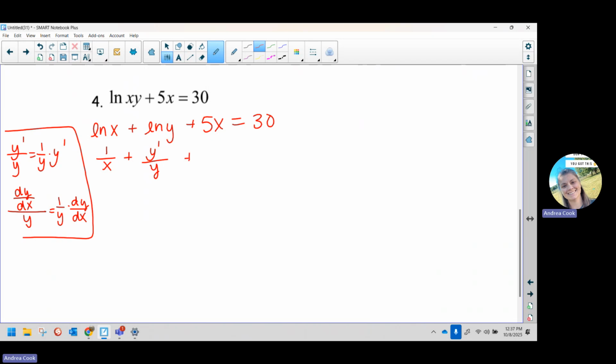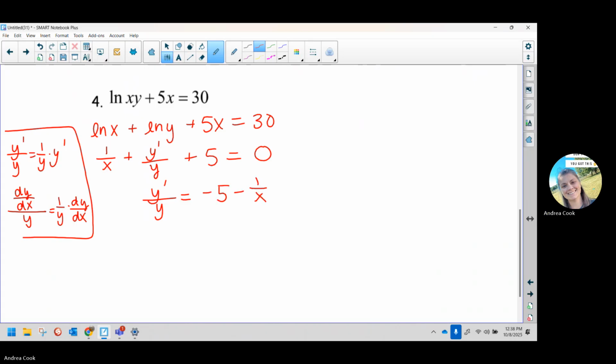The derivative of 5x is just 5, and the derivative of 30 is 0. And now we're solving for y prime. So I'm going to move everything that doesn't have a y prime attached to the other side.